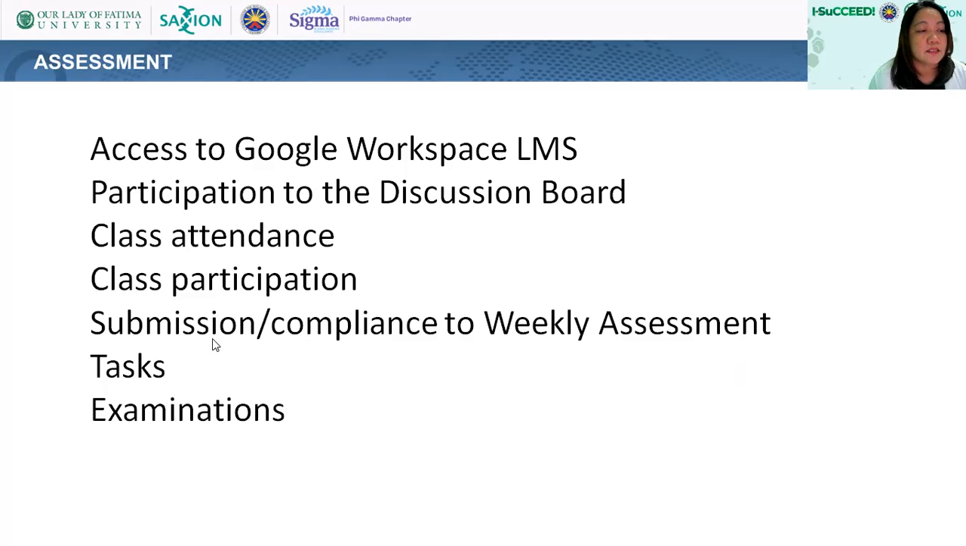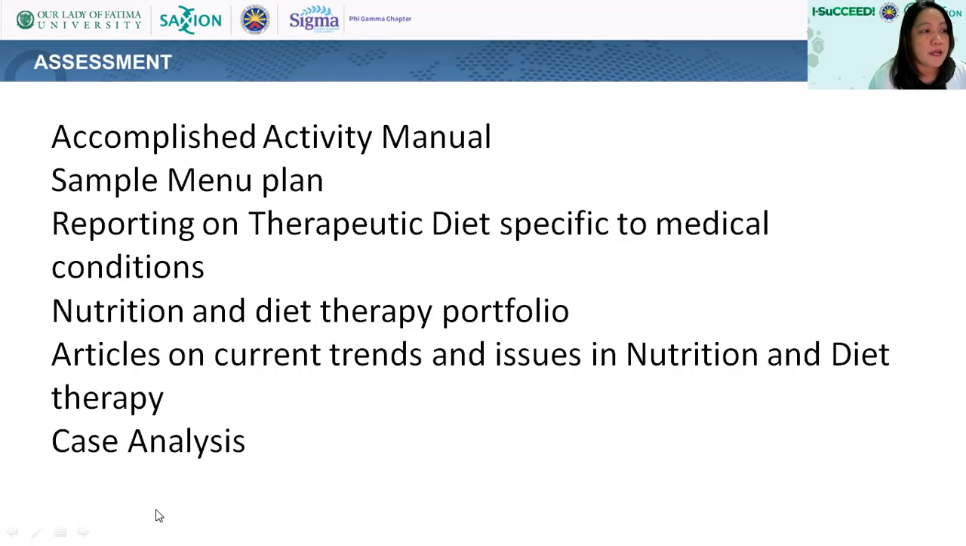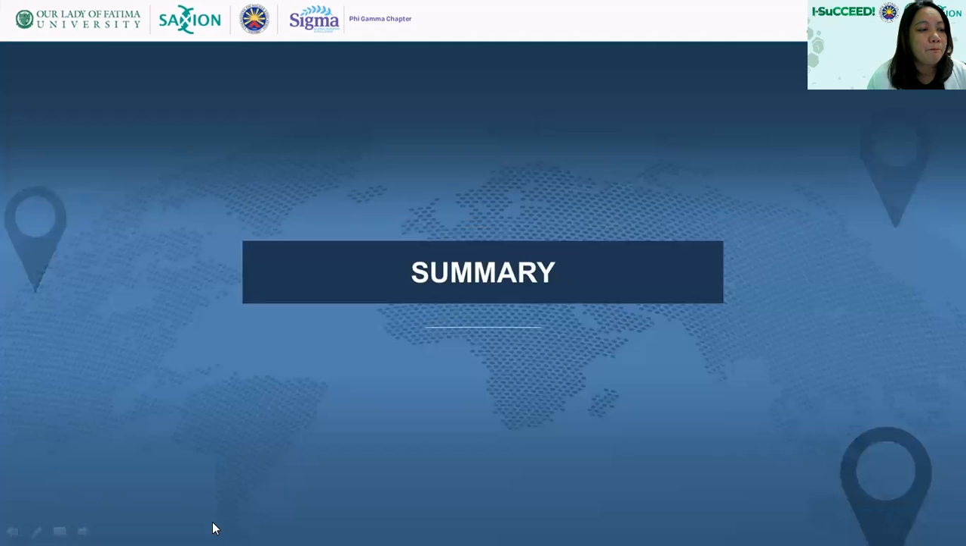Also, quizzes and examinations will be given. Of course, the output of their menu plan. This will be accomplished through the activity manual, their sample menu plan, their reporting, and their nutrition and diet therapy portfolio for the entire subject. Then they're going to submit articles on current trends and issues in nutrition and diet therapy, also including the different scenarios as their quiz analysis per age group.